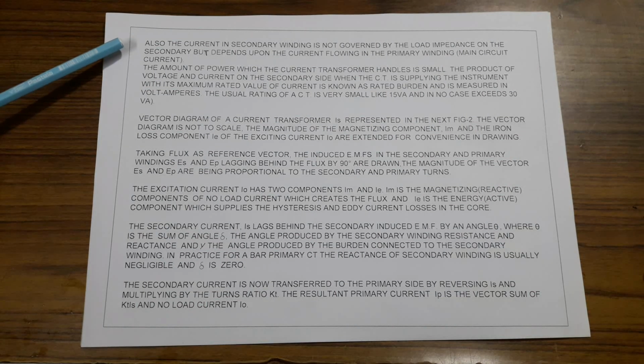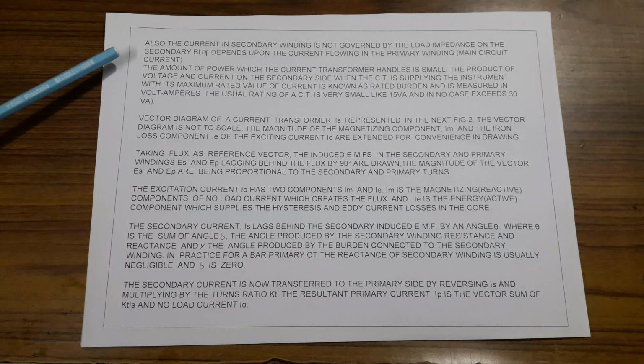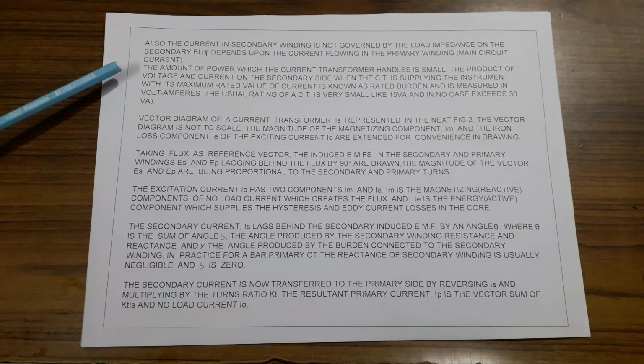Also, the current in the secondary winding is not governed by the load impedance on the secondary but depends upon the current flowing in the primary winding, the main circuit current. The amount of power which the current transformer handles is small.